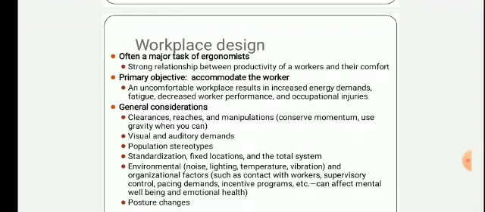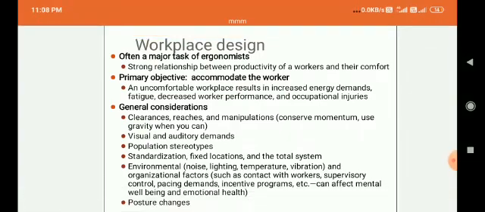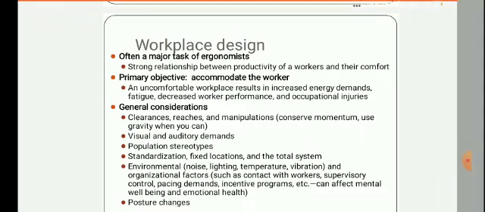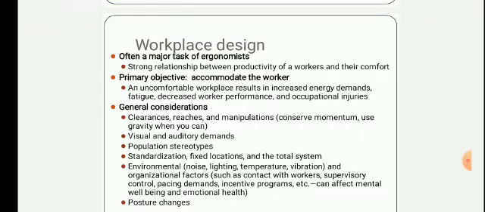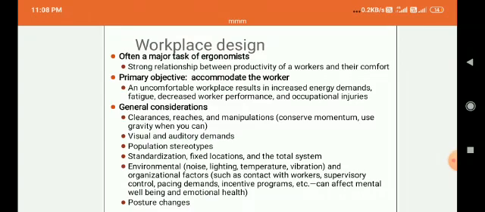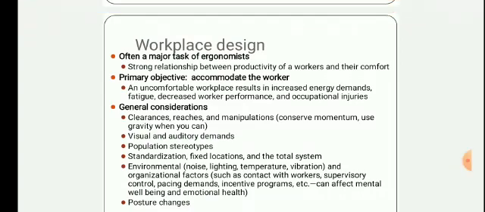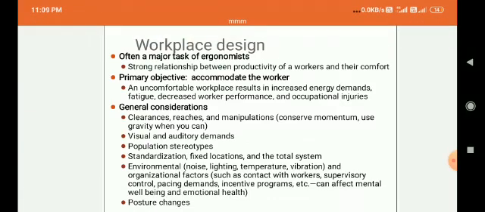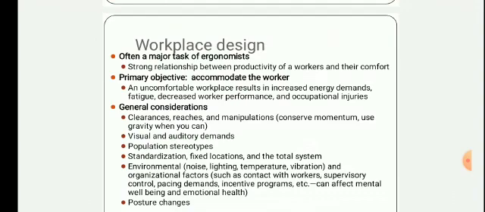Then general considerations. What are the general considerations? We should conserve our momentum, use gravity when we can. We should manipulate according to that, clear according to that, and reach according to that. And we should aid the worker with visual help and visual tools or auditory tools. Then population stereotypes. We should consider all the workers in a factory, that means the whole set of workers. Maybe some group of workers may have the same habit. We should treat them accordingly.